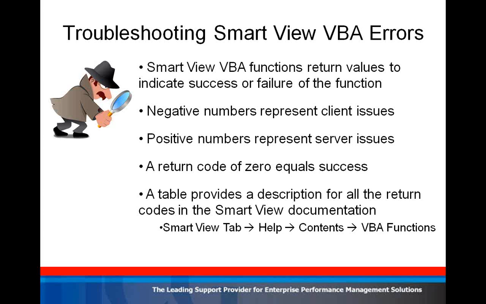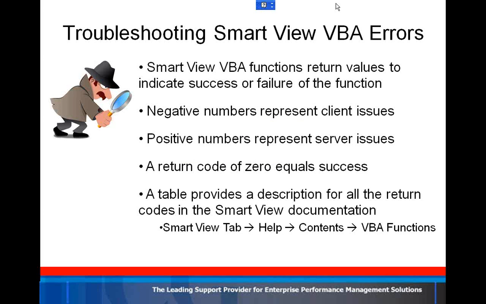If you get a negative value, that means there's a client issue. So that means there's something with your connection to the network, your computer, Excel, or maybe one of the variables within your Hyperion functions. If you get a positive number back, that means that it's a server issue. So either your application server or your cube or your Hyperion application is unavailable. If a return code of 0 is shown, that means that your function is successful. There is a table of all these functions listed in Smart View Help under Contents, VBA Functions.